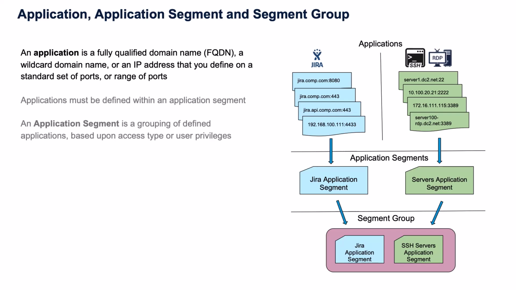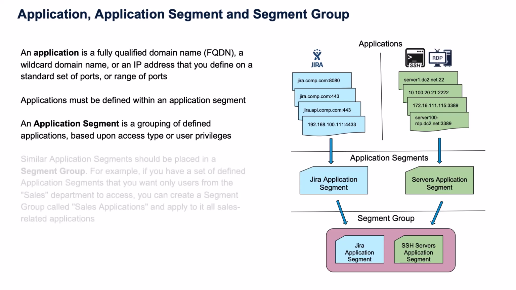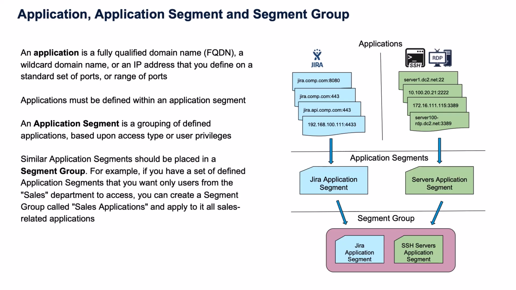So an application segment is a grouping of those applications, those defined FQDNs that make that application function. And then a segment group is a grouping of applications that are similar that you want to apply policy on. For example, I want sales to be able to access all of these applications. There will be different applications in different application segments, maybe in different locations, but they're grouped together because they should provide the same service and a similar set of users should be able to access that segment.